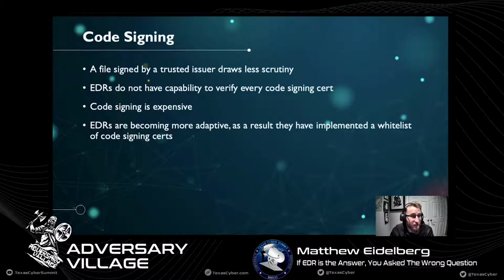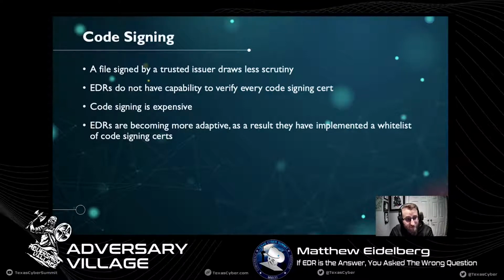Code signing brings less scrutiny and also validates that it's a trusted file. The interesting thing is that EDRs don't have the capability to do proper code checking on each cert, because of the computation, and it would slow down processes. And no EDR would slow down an application to the point that it would actually hamper business. So they're really focusing on that.